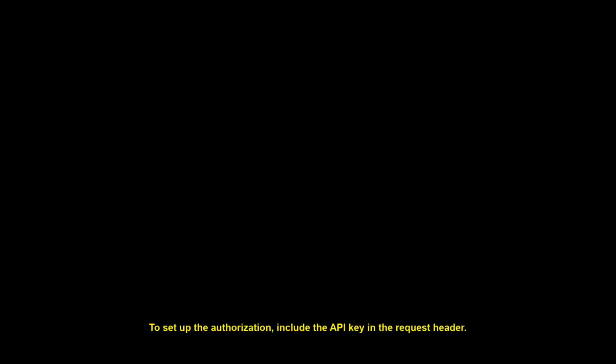To set up the authorization, include the API key in the request header. Use the following format: Authorization: apikey YOUR_API_KEY. Make sure to replace YOUR_API_KEY with the actual API key you copied earlier.